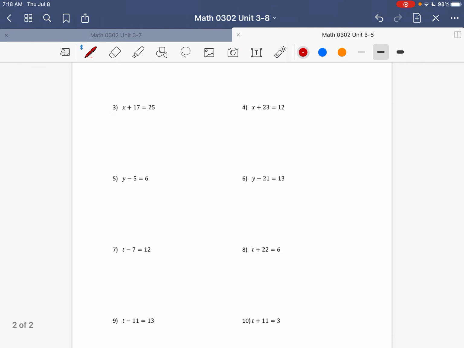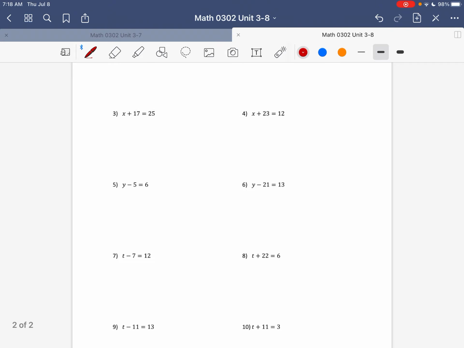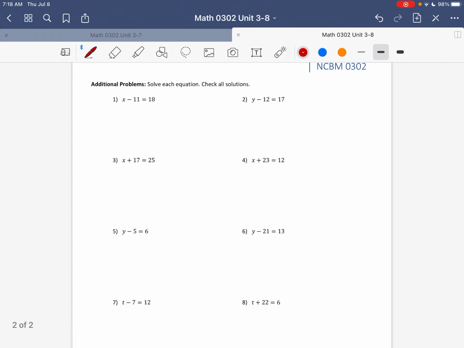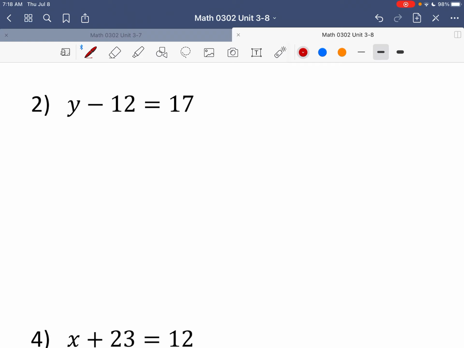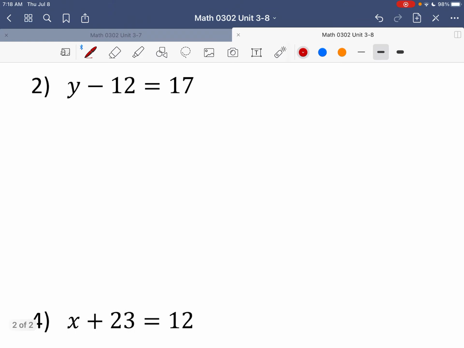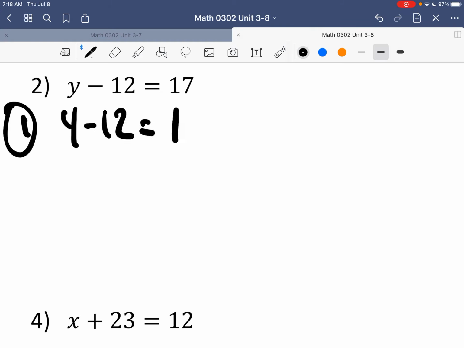Let's see if we can get another one going here. Okay, let's take a look at part 2. Here we go. Let me rewrite the equation: y minus 12 equal to 17. Since it's a subtraction here, we'll be using the addition property of equality.